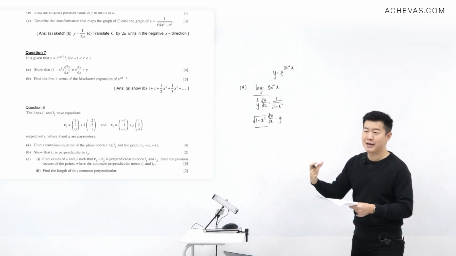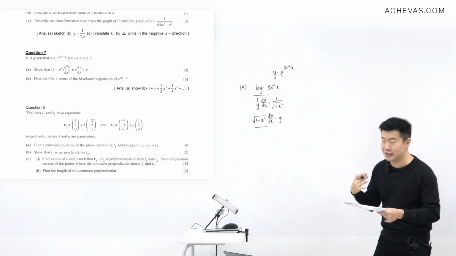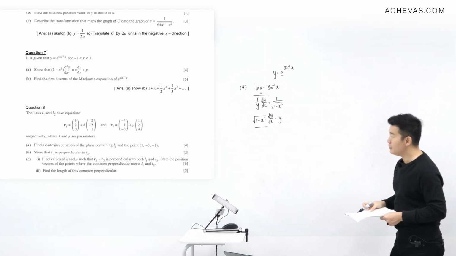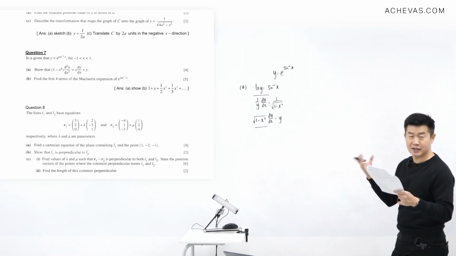It works based on the fact that we are going to be deriving what we are supposed to be showing faster and more efficiently. So from here, let's try to differentiate it one more time and see whether we will be able to get the equation that the question is asking me to show.